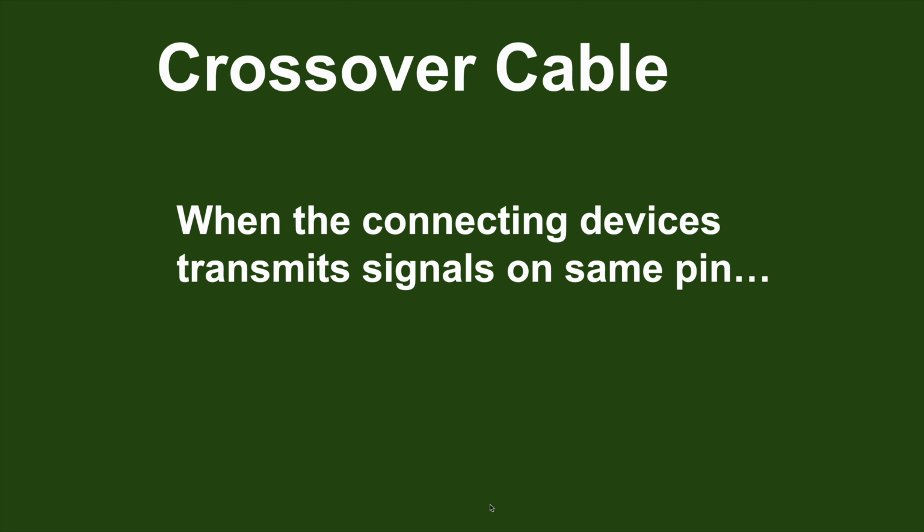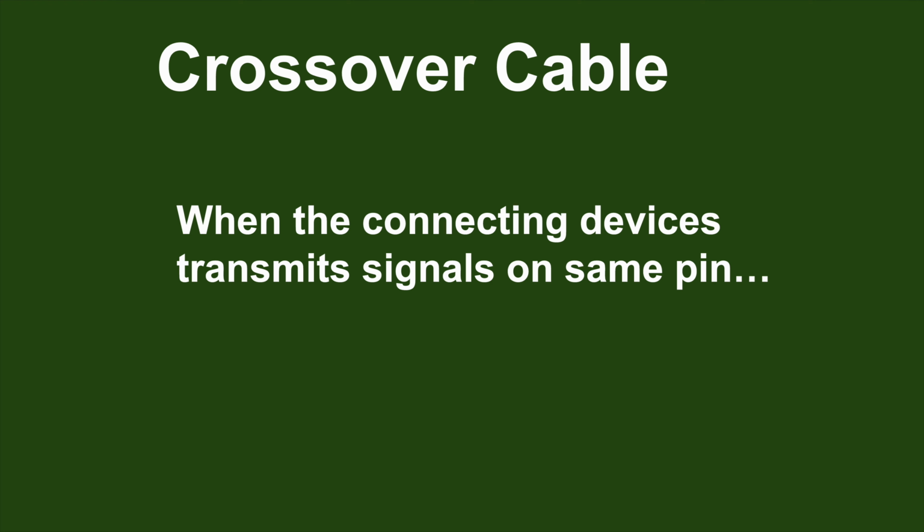cable. A crossover cable is being used when the connecting devices transmit signal in the same pin. So in the earlier video, what we have seen is a PC connected to a switch, and the PC's NIC card pin 1 and 2 is programmed to transmit the data, and the switch side pin 1 and 2 is programmed to receive the data. So when you connect pin 1 and 2 of the PC to pin 1 and 2 of the switch, the transmitted data from the PC through pin 1 and 2 will be received by the switch at pin 1 and 2. Then that cable was called a straight through cable.